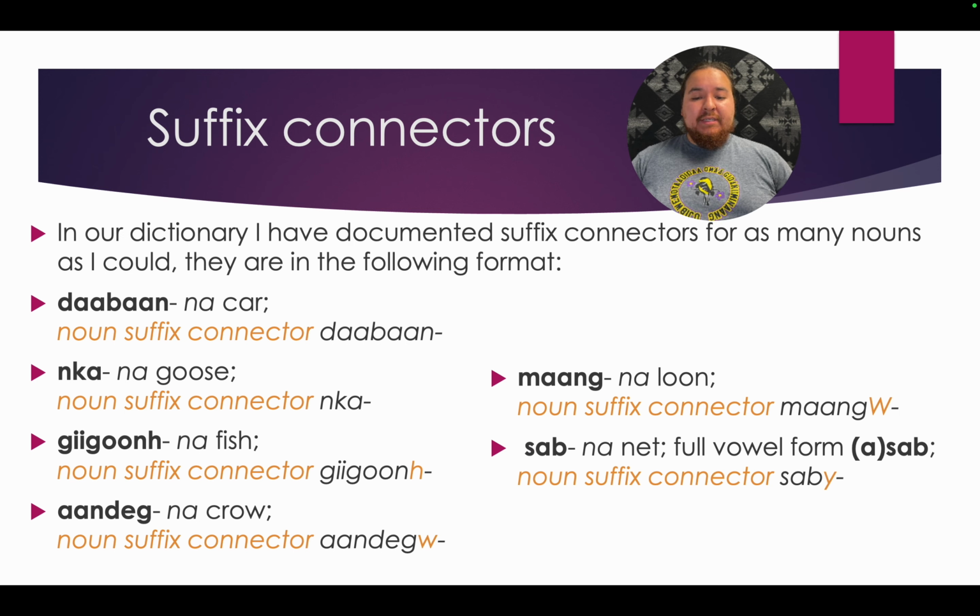Lastly, we have the word asab, which is a word for net in Ojibwe, which is also animate. It has a short vowel sound in front that we normally de-stress. Some dialects don't. And it has a suffix connector that's a Y sound. And so we'll have to see how that affects our plural suffix in the next slide.